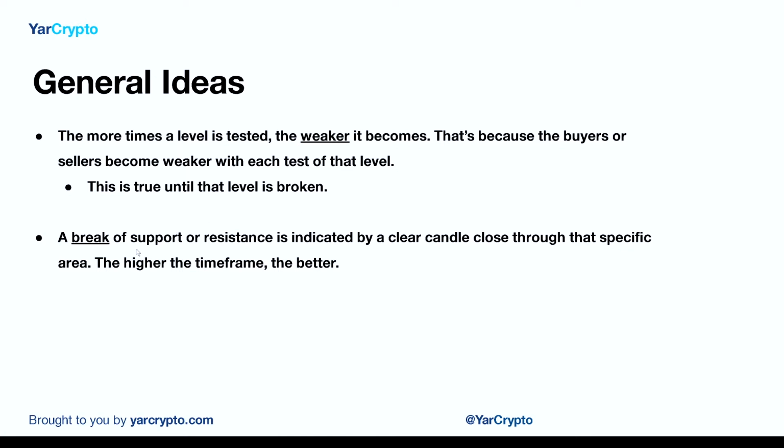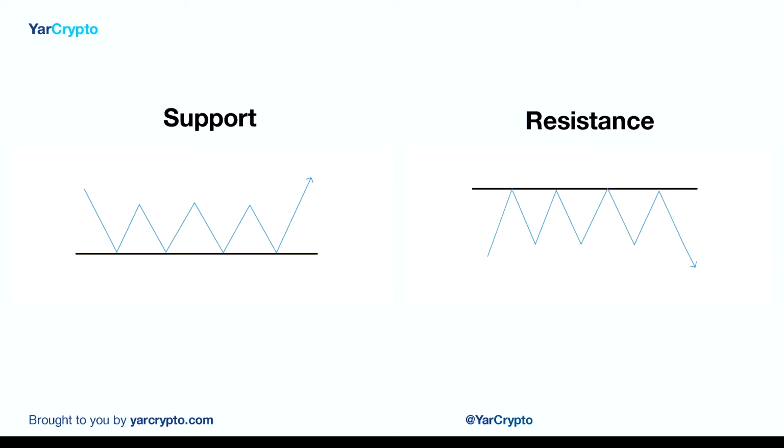Another thing is that a break of support or resistance is indicated by a clear candle close through that specific area. The higher the time frame, the better. So we want a clear candle close that we can be confident in if we want to trade that specific breakout. Here I have a few examples of support and resistance levels.